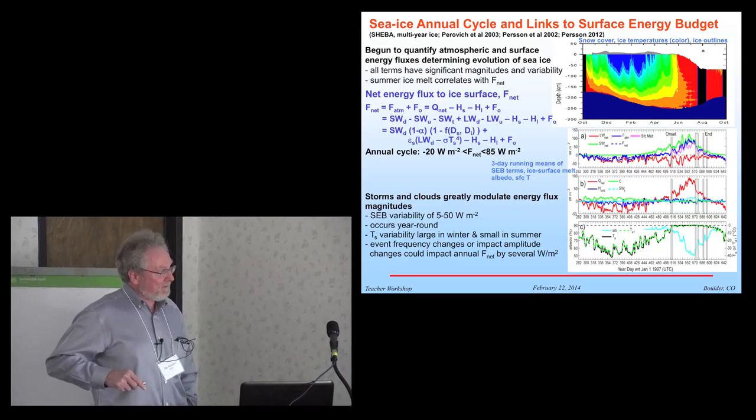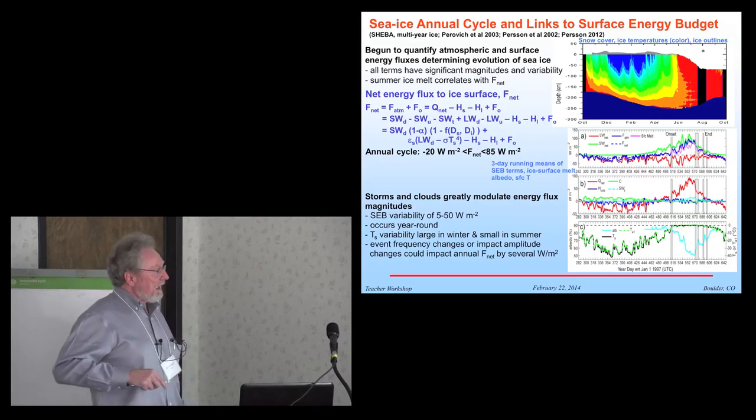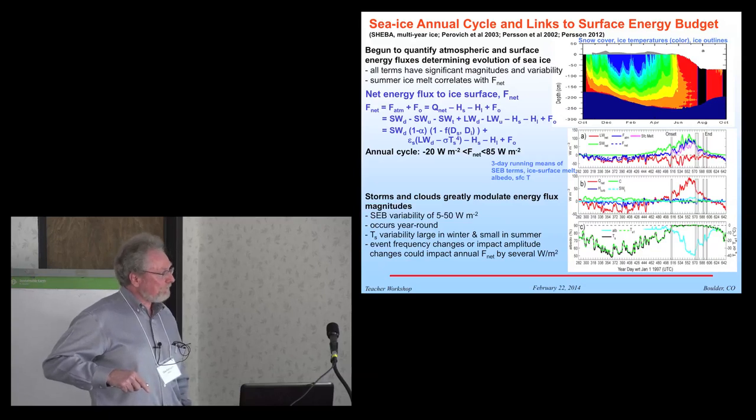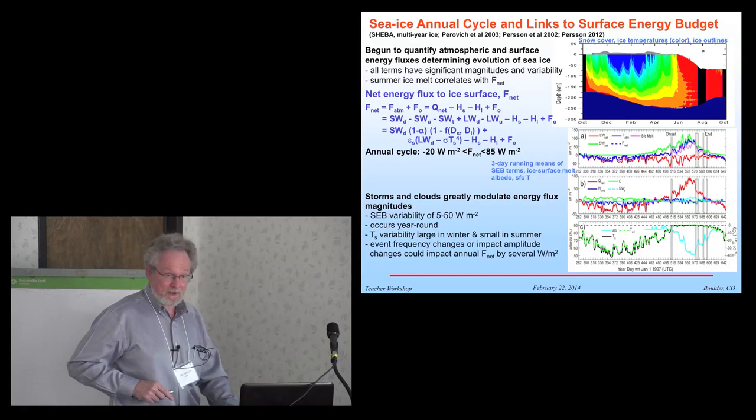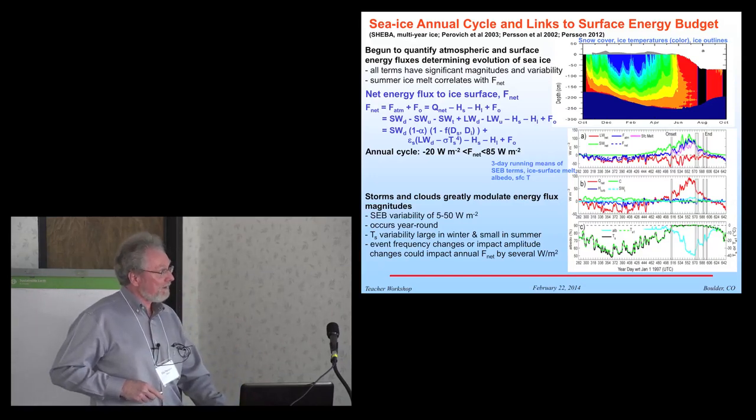These large variabilities, up to 50 watts per square meter over a few days, seem to be associated with storms and clouds, and so they greatly modulate this energy flux. This occurs year-round. So if the frequency of these events or the amplitudes of their impacts change, this could have a significant impact on the net energy flux for the year. So these are some of the processes that are also being looked at.